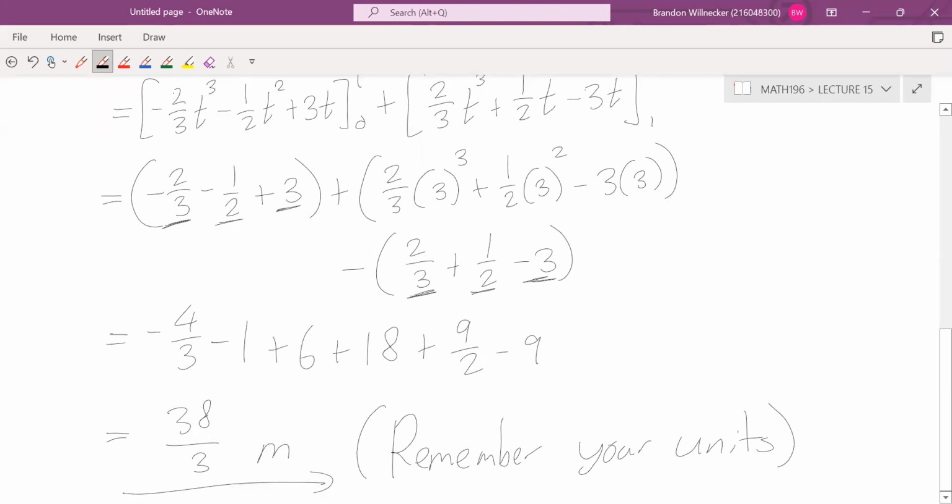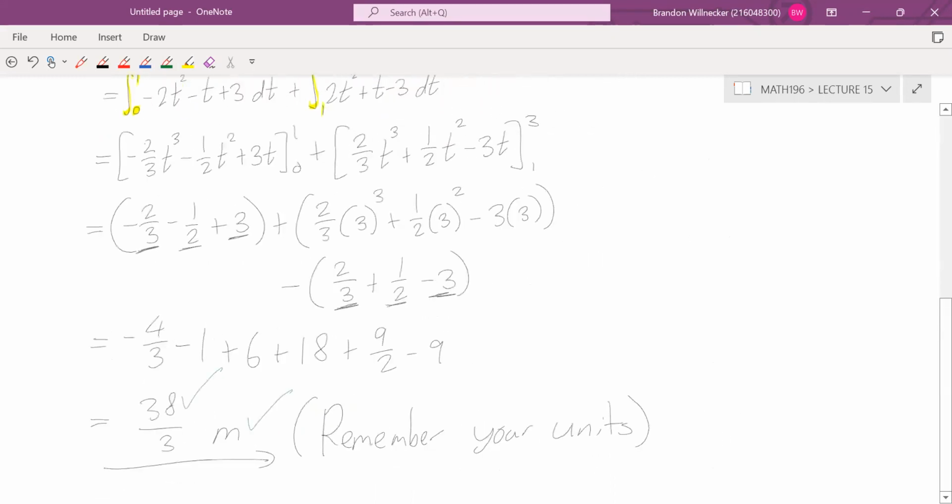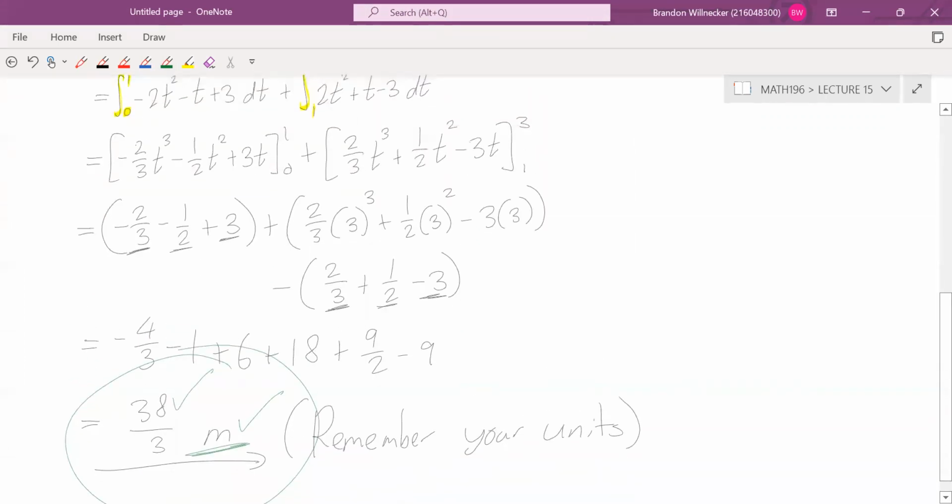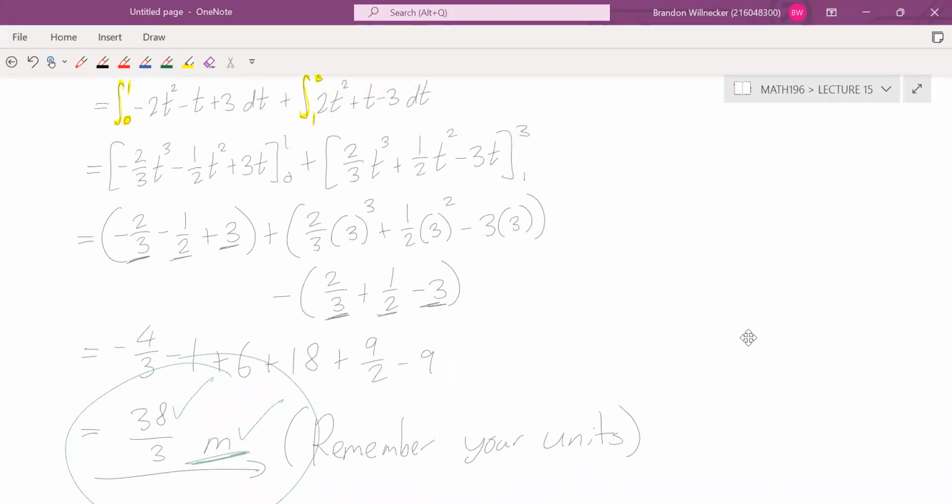Okay, so the final results here, that's going to be 2 marks. So you're going to get 1 mark for saying 38 over 3, and then 1 mark for remembering your units. Okay, and then of course, there's all the other marks above. But just this part over here, remember to put in your meters. There's 1 mark for that. Are there any questions about this one? Okay, so this covers everything for that practice test.